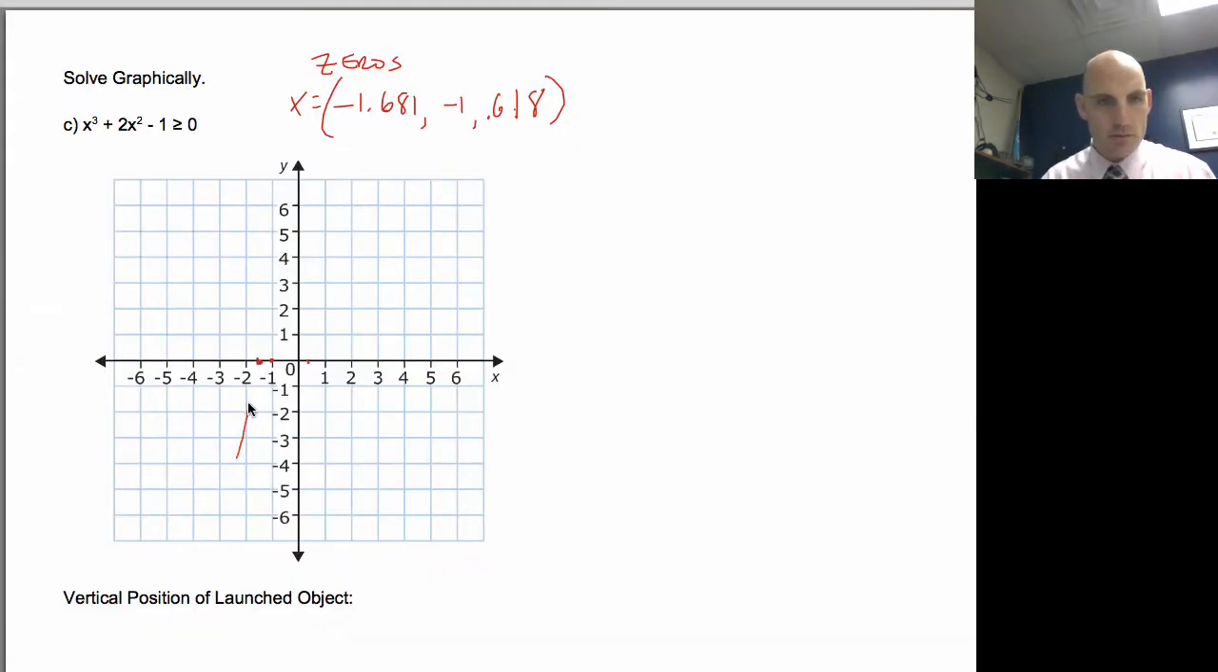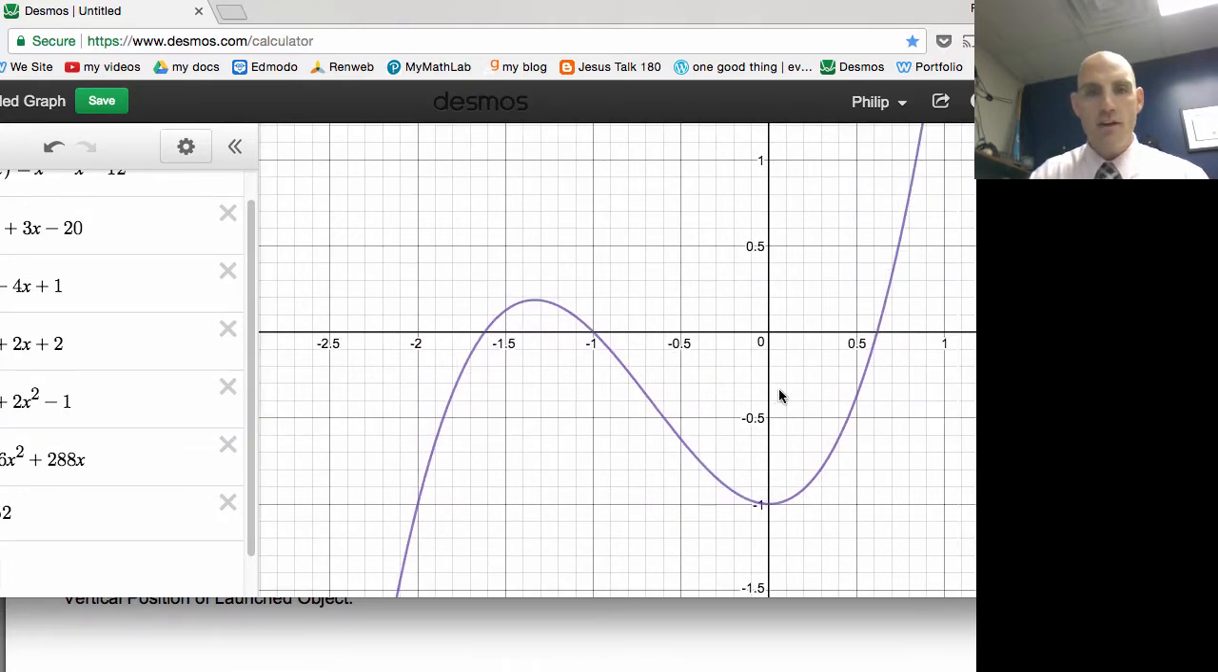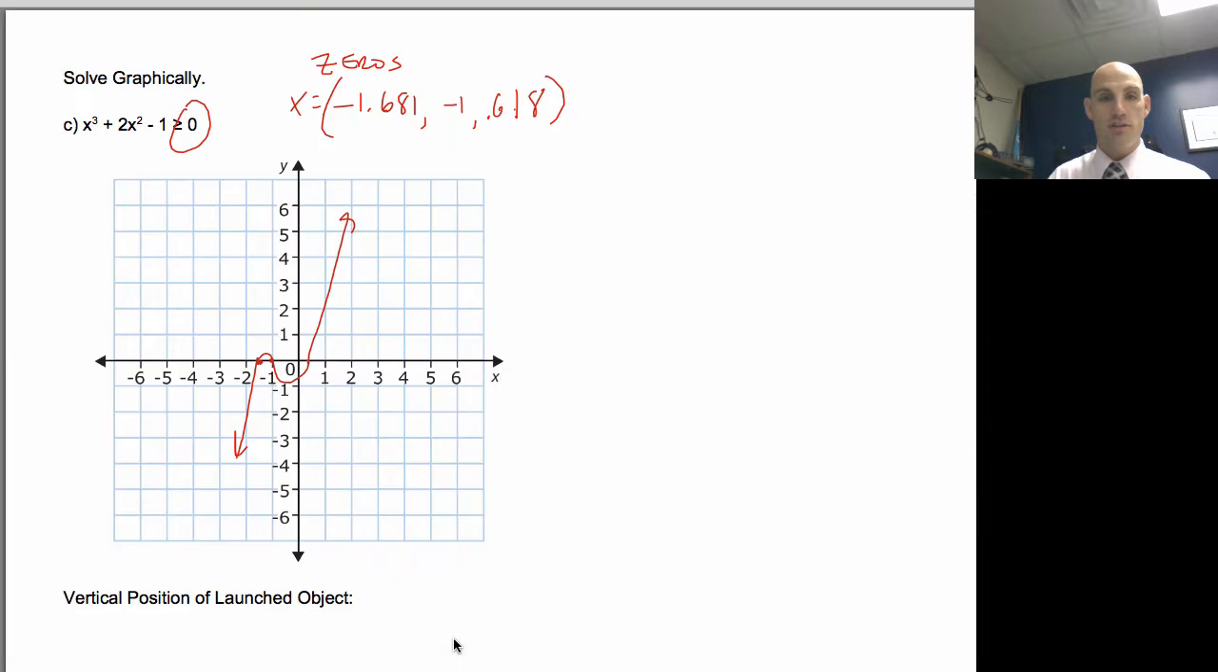Up. A little bendy right there, but you get the idea. It is asking me to find where it is greater than or equal to 0. People look. Where is it greater than or equal to 0? Where is it greater than 0? Well, between these two zeros here, it is greater than 0. So from negative 1.618 to negative 1, included because it is or equal to.